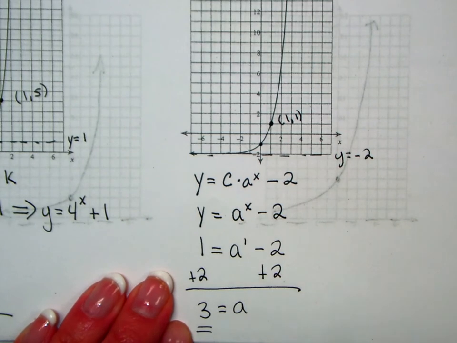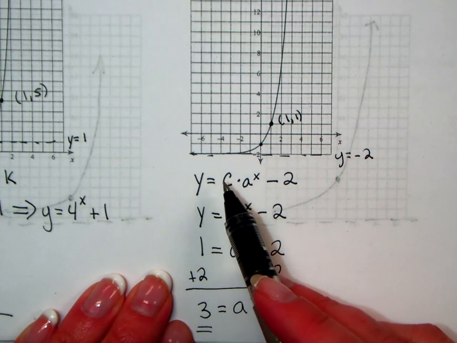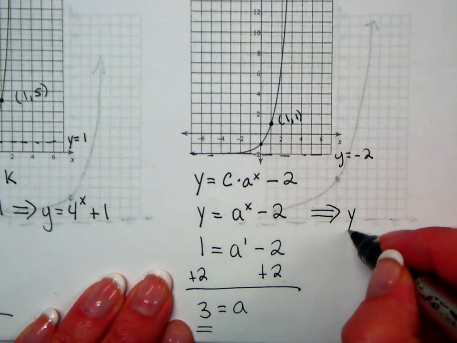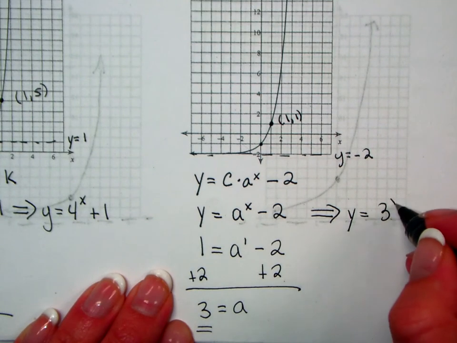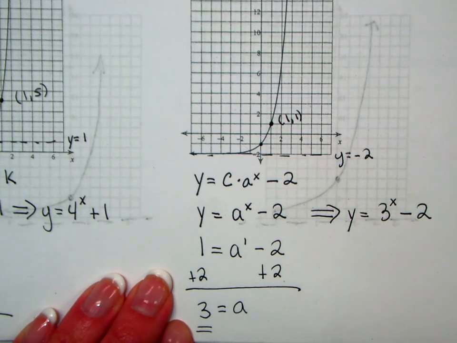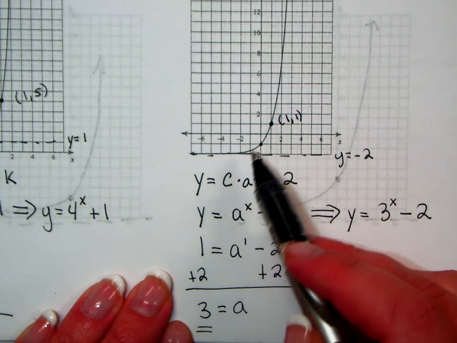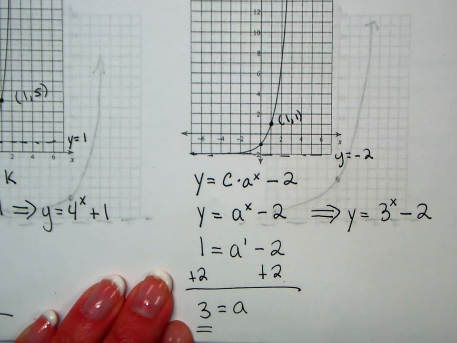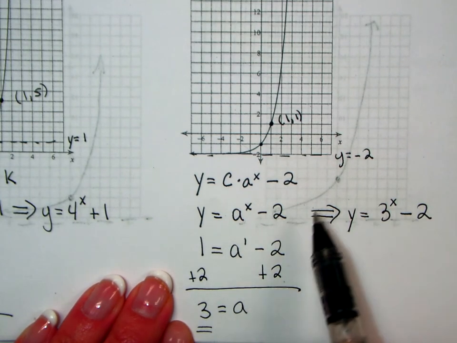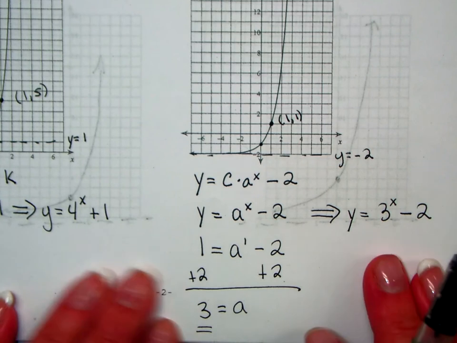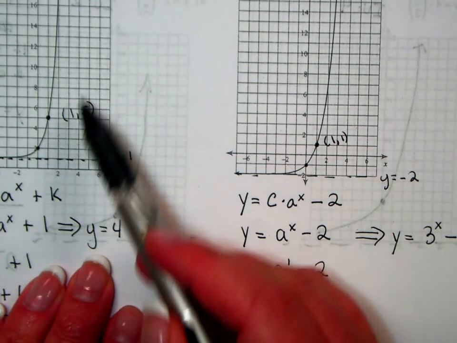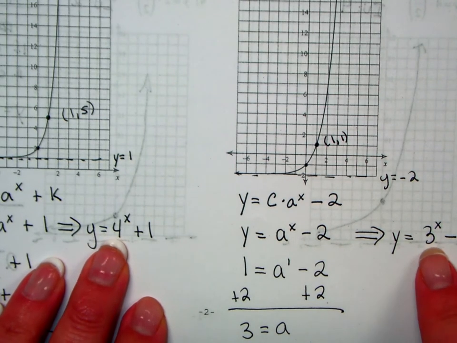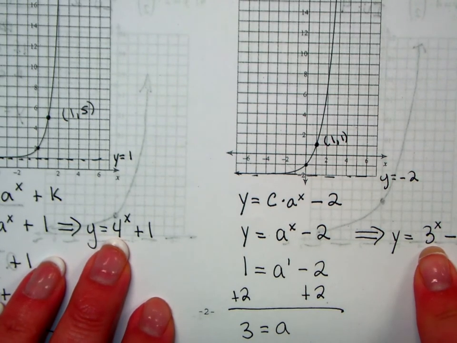Right? So I know that the base of the function is a, the initial value is 1, and the horizontal asymptote is at -2. So therefore, I get an equation 3 to the x minus 2. So the y-intercept is going to help you find the c value, and the point at 1 is going to help you find the base. And that's how you're going to find these equations of these exponential functions. Notice both of these examples are increasing. So it should be an exponential growth. So our base should be greater than 1, and they were. So make sure that checks out.